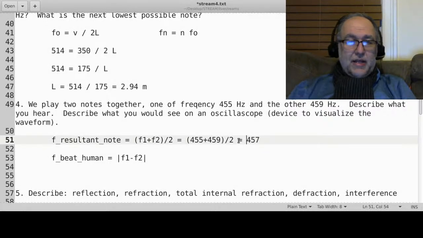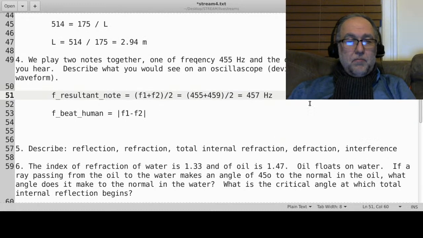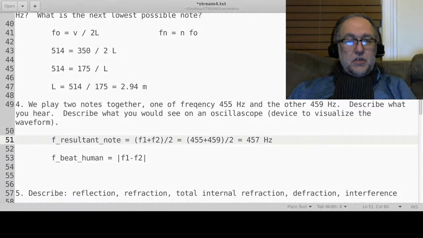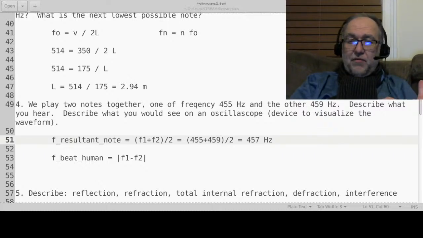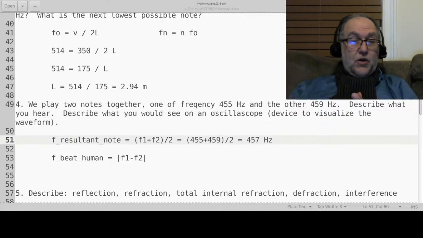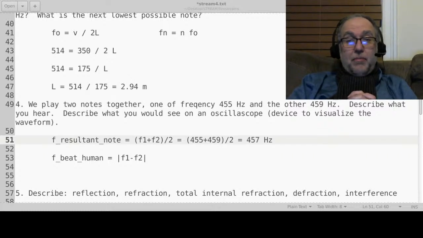Oh, I didn't need a calculator for that. That was silly. 457 hertz. So there's the average of the two frequencies. You would hear a note of that frequency. You wouldn't hear a 455 note and a 459 note separately. It would sound like the two notes mixed together, and they would give you a note of 457 hertz, a frequency right in the middle.